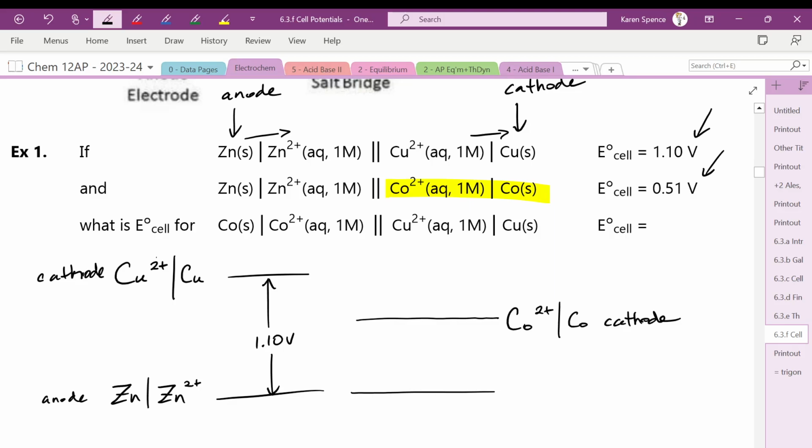Are you kind of with me so far? Okay, so we have the difference in reduction potential between the copper and the zinc is 1.10 volts. The difference in reduction potential between the cobalt and the zinc is 0.51 volts. So what if we made this our anode and we made this our cathode? How many volts is that going to be?